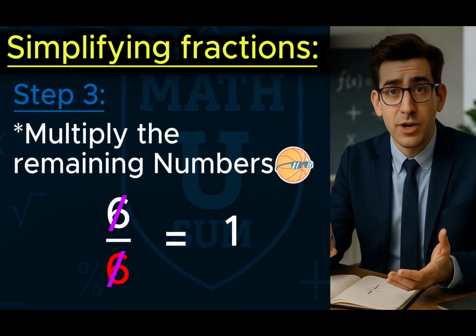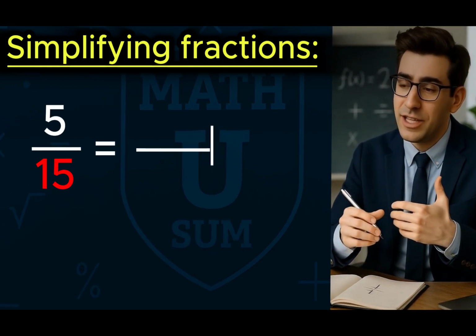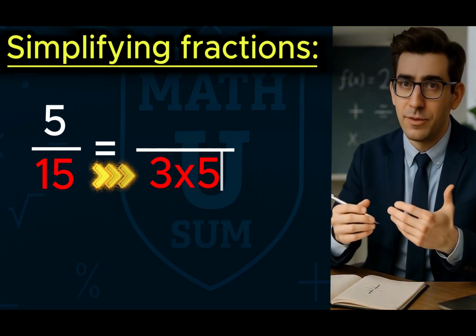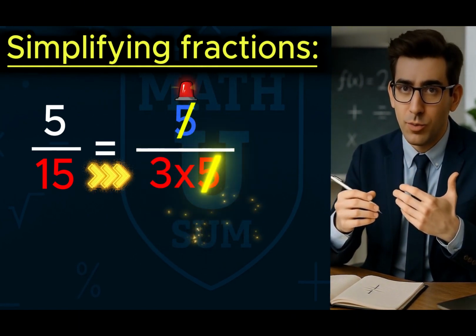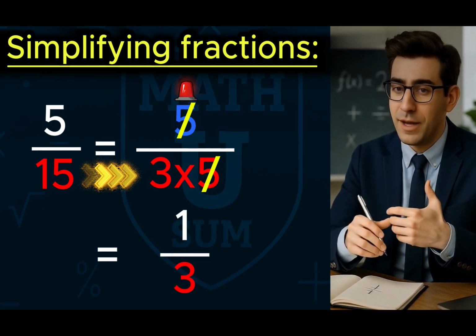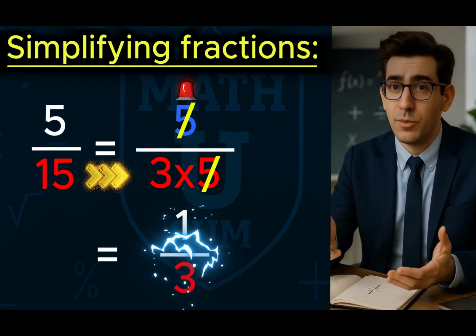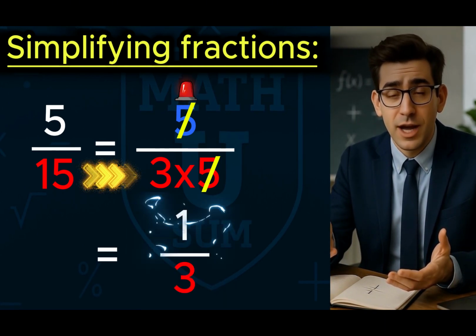Let's simplify this fraction. 5/15. 15 factors into 3 times 5. 5 is already prime. We cancel the 5s. What remains? 1 on top, 3 on bottom. And we have our final answer. 1/3. Clean, simplified, and nice-looking fraction.